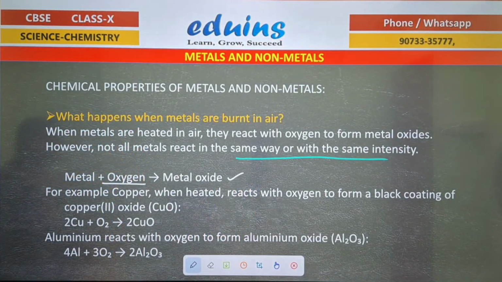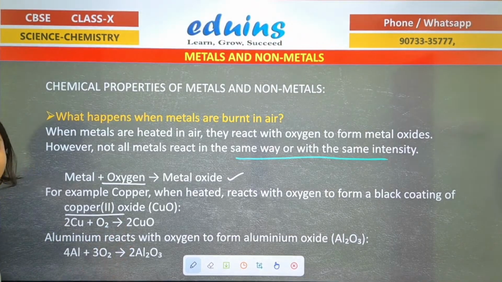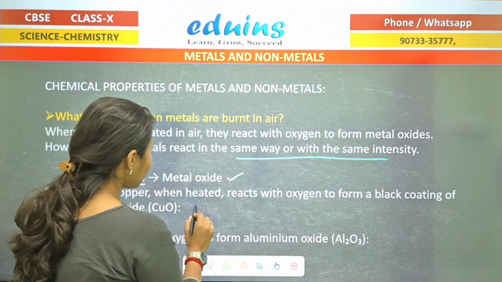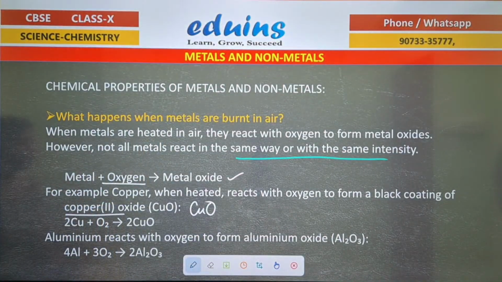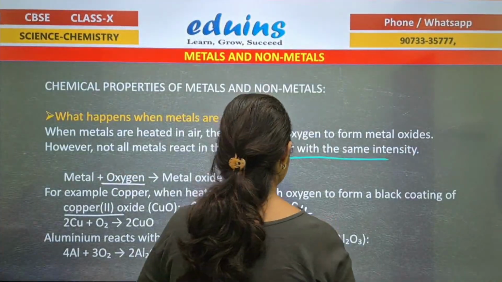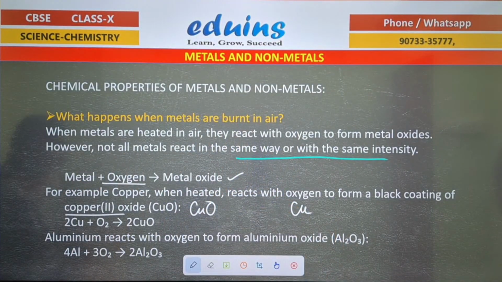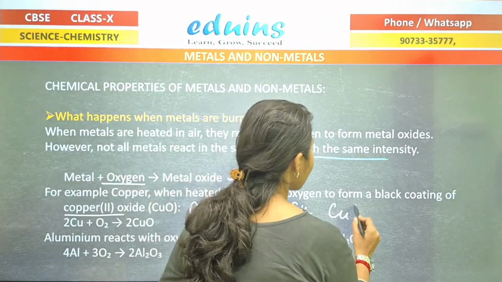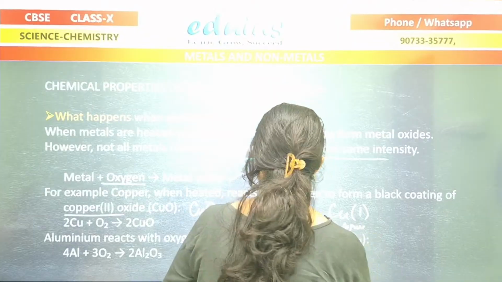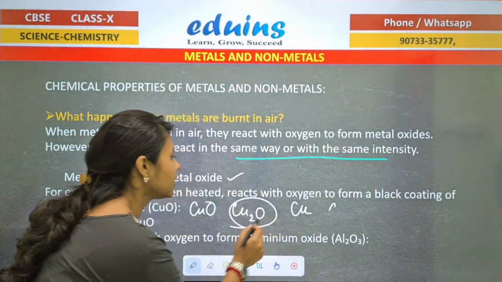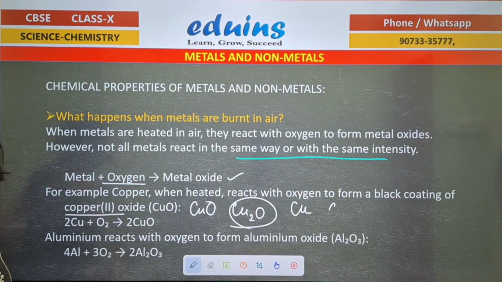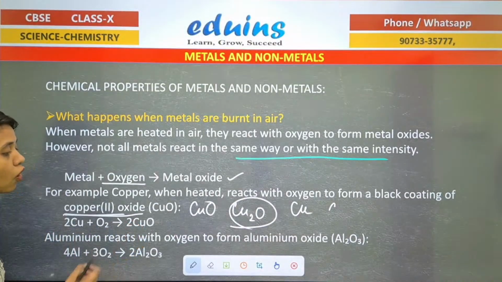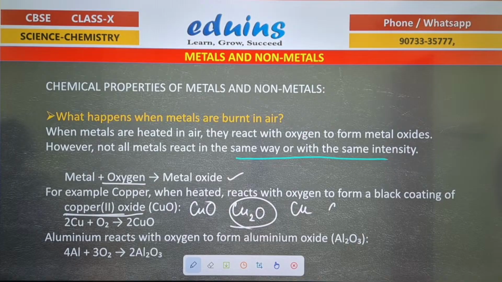For example, copper, when heated, reacts with oxygen to form a black coating of copper(II) oxide. What is copper(II) oxide? This is cupric oxide, CuO. Why is this cupric oxide? We know that copper has two valencies, 1 and 2. When it is Cu2O, this is copper(I) oxide or cuprous oxide. And when it is CuO, this is cupric oxide, which we call copper(II) oxide.